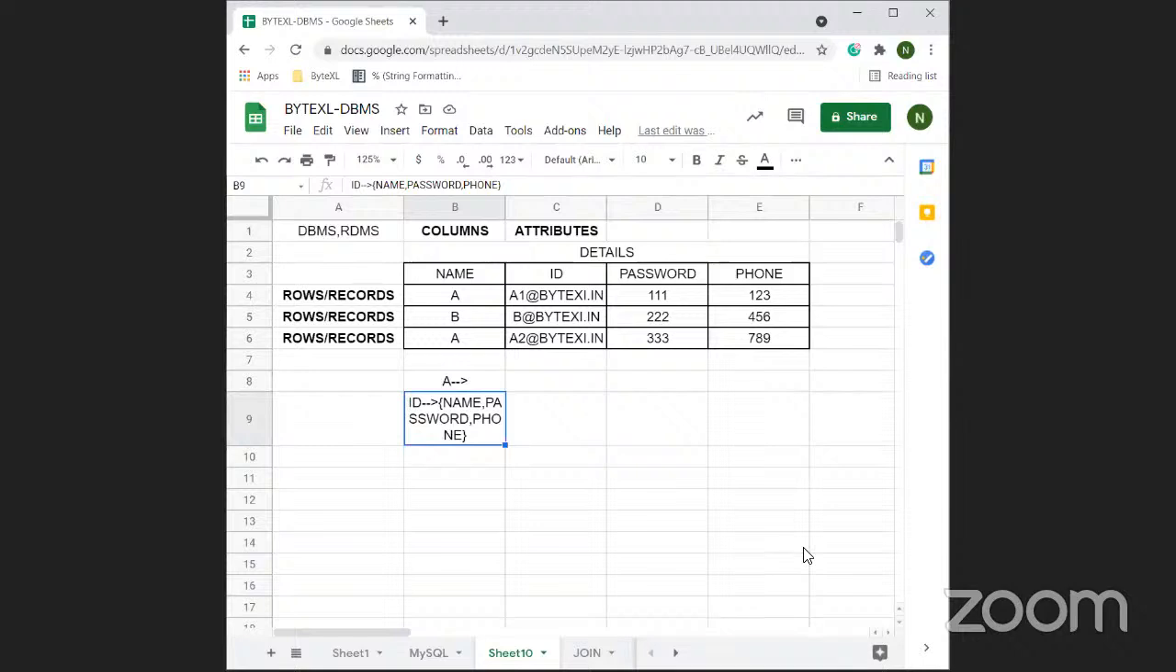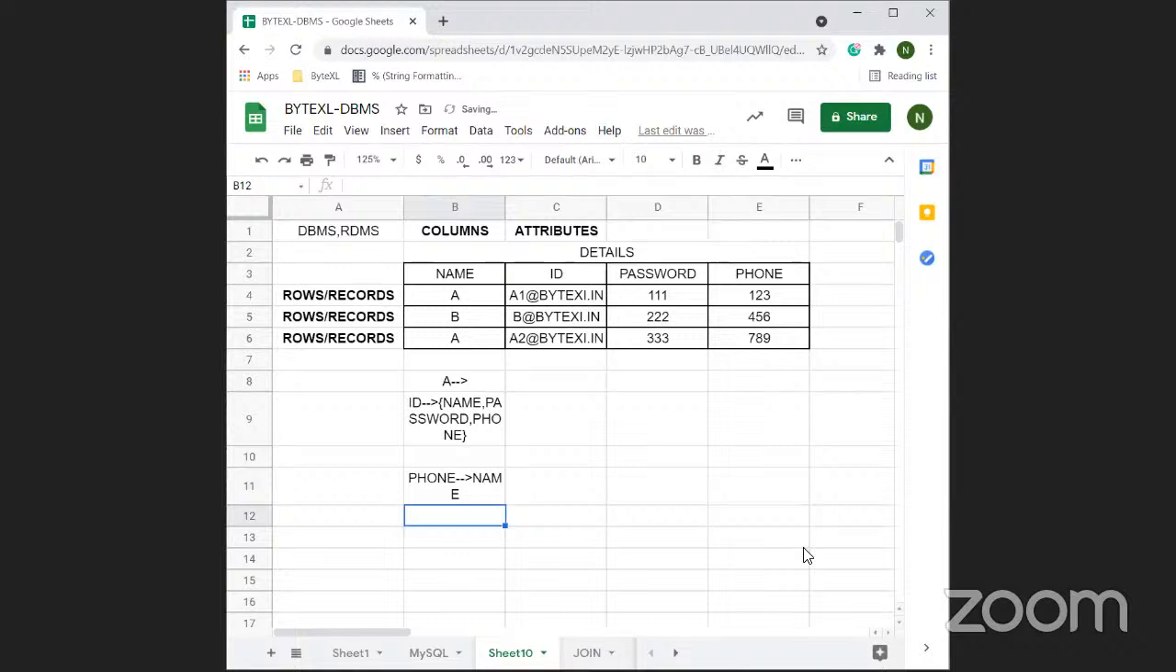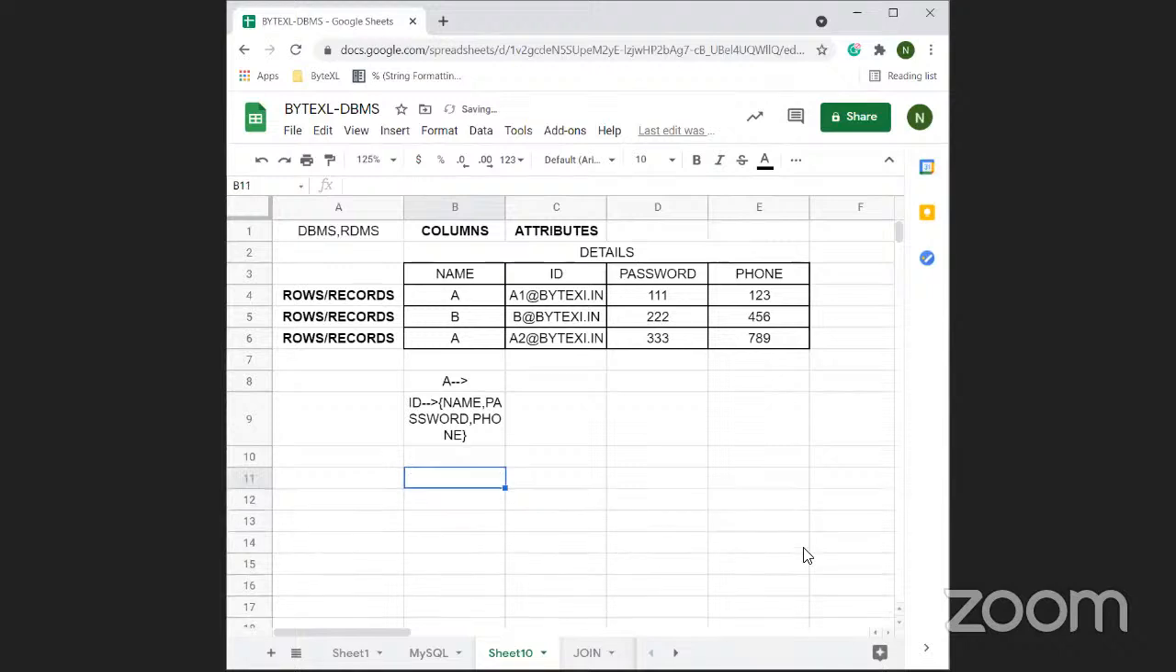Even if we give a phone number, for example, with the help of the phone number, there is a possibility to get the name, or of course the ID, but that is not acceptable because phone numbers are susceptible to change. Phone numbers can change at any time. Therefore, this ID is the important value here. It is called the primary key.